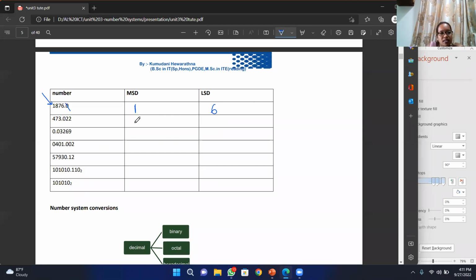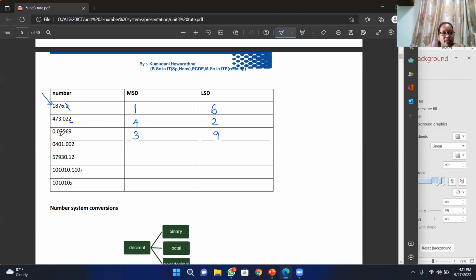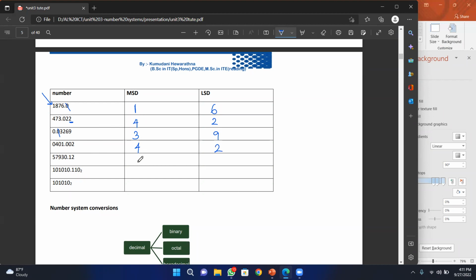Right. Next one, MSD? 4. LSD? 2. Yes, these 2. Next one, 3. And 9. Yes, don't take this 0. No value of that one even. Okay, next one, 4. And 2. Next, 5. And 2. Next, 1.